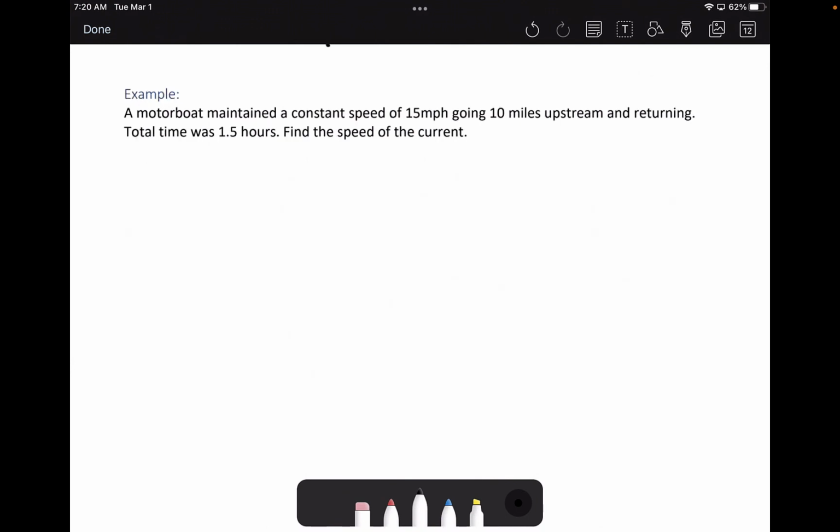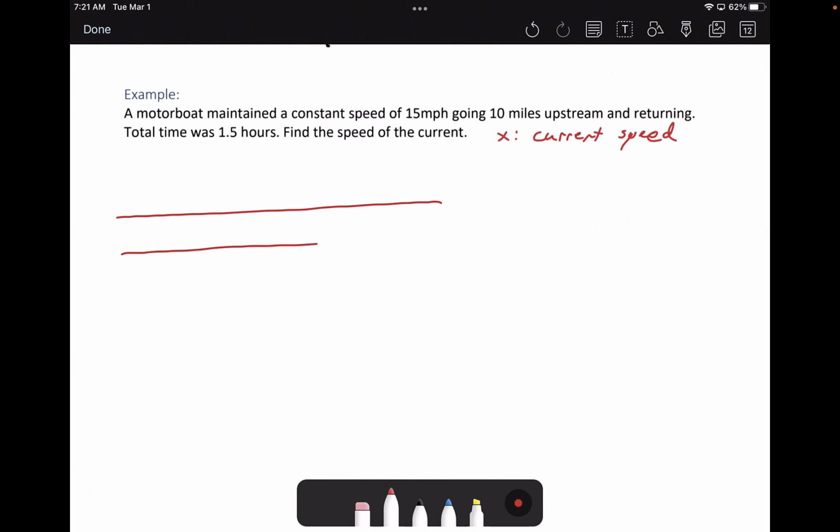In our next example, a motorboat maintained a constant speed of 15 miles per hour going 10 miles upstream and returning. The total time was 1.5 hours. Find the speed of the current. So label what we don't know, in this case, the current speed. Set up a table.